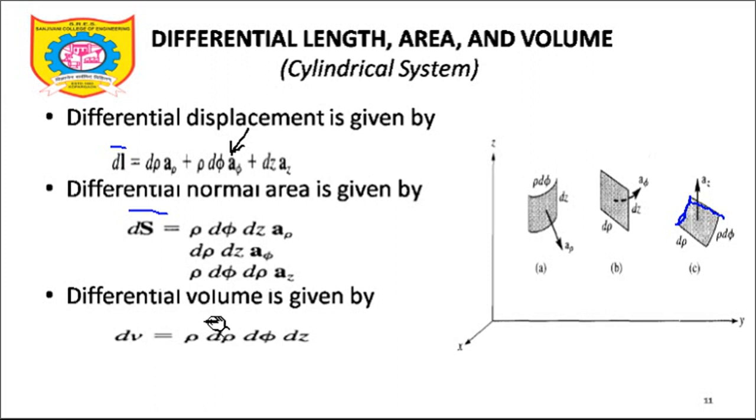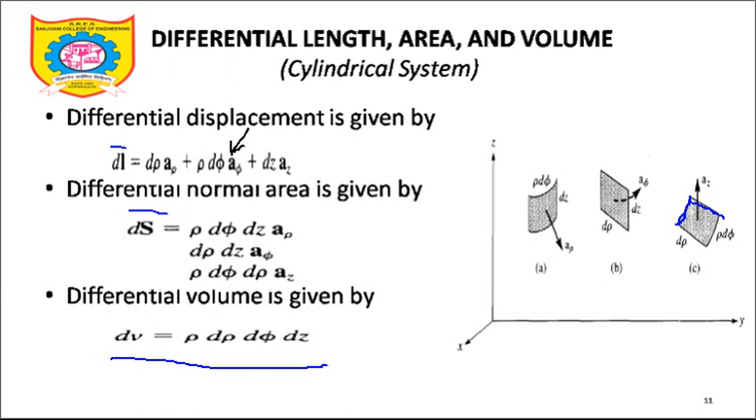Finally, the volume is what? Forget about unit vectors, it is just multiplication: d rho, rho d phi, dz. So rho d rho d phi dz will be a volume. Volume is a scalar entity, it will not have any direction. Is it okay? So I hope the concepts are clear.